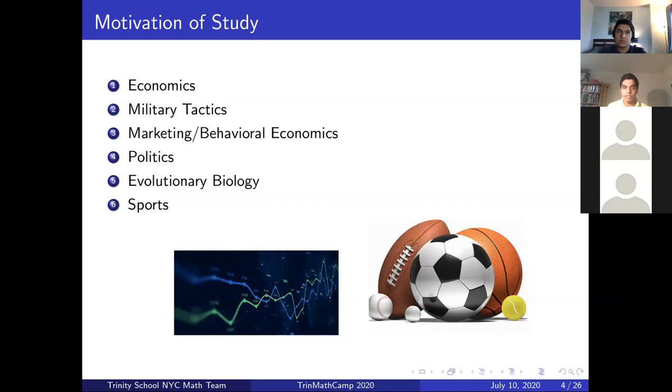And finally, sports. I think this is really cool. Of course, there's strategy in any sport. In tennis, which shot should you hit? Should you hit a cross court shot, a down the line shot, or a drop shot? Should you come to the net? Or in football, what play should you run? Should you throw or run? If you scored a touchdown, should you go for a 1-point or 2-point conversion? Things like that.